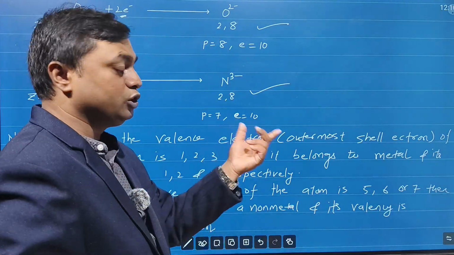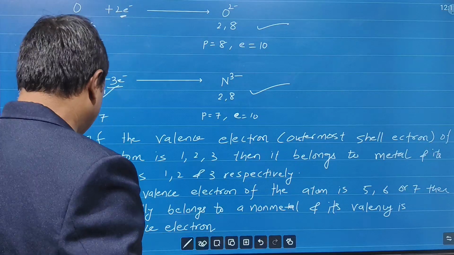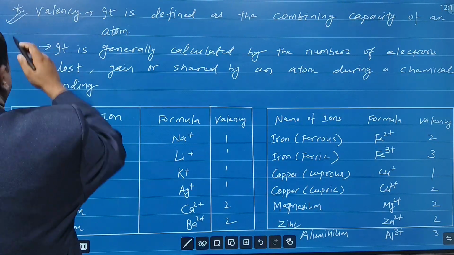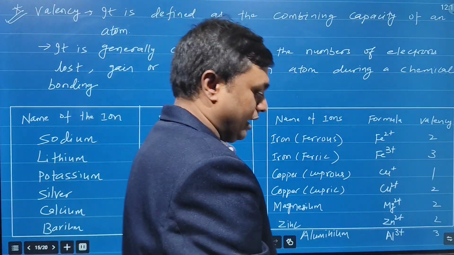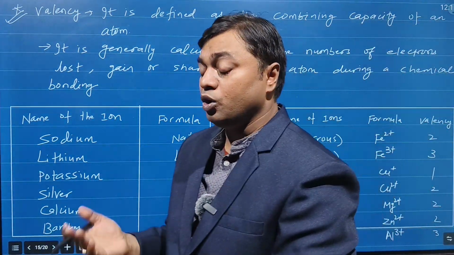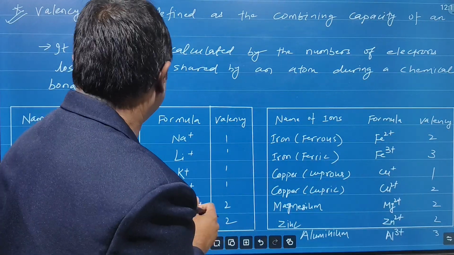And if the valence electron is 1, 2, 3, how do you find the valency? The valence electron is the valency. You can see what valency is: the combining capacity of an atom is called valency. It is generally calculated by the number of electrons lost or gained during chemical bonding.